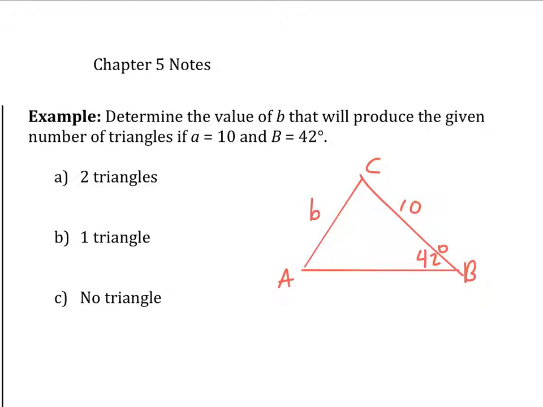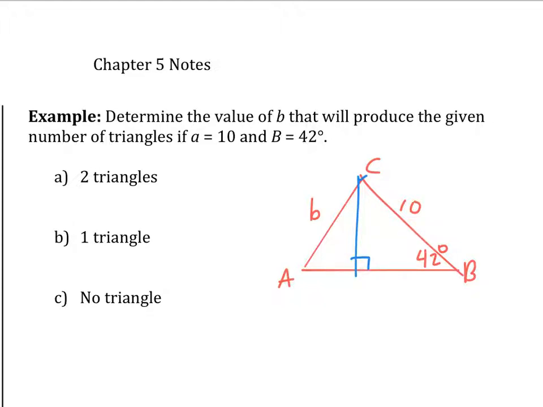Notice this is again a side-side-angle situation, and that will depend on the altitude, because side B can move. So it's going to depend on the altitude. All right, work with your partner. What does B have to be so that there's two triangles? One triangle? And what does B have to be when there's no triangle?